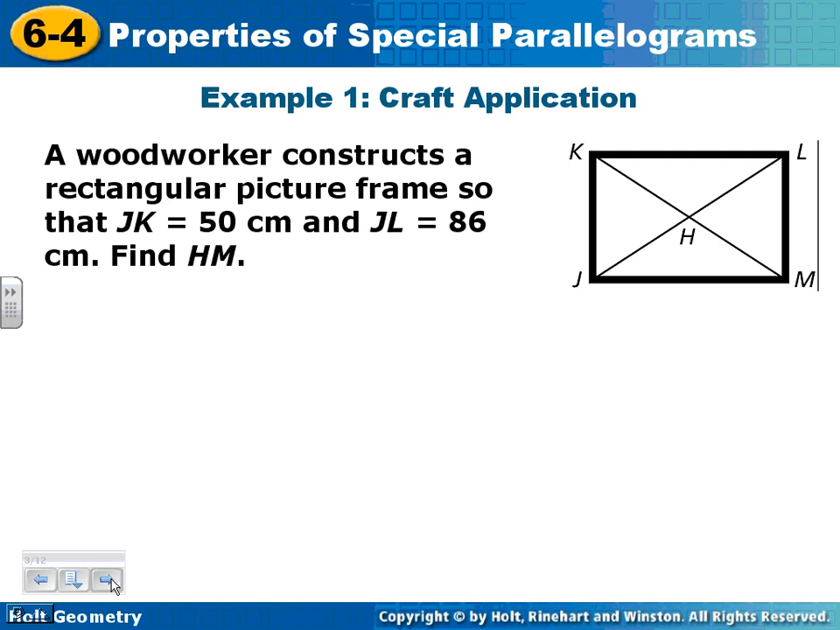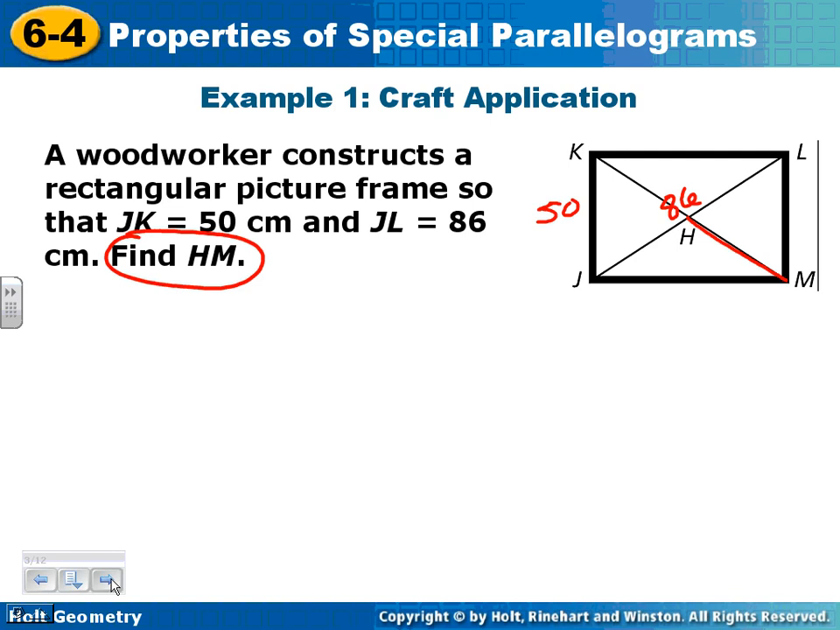Third slide. A woodcutter constructs a rectangular picture frame. So JK is 50 and JL is 86. So JK, let's mark that. JK is 50. It's right there. That side is 50. And JL, so J to L, that's the diagonal. That's 86. Find HM. So H to M would be this length here.